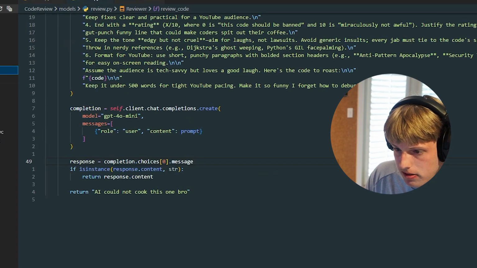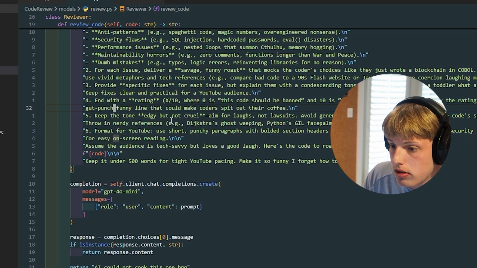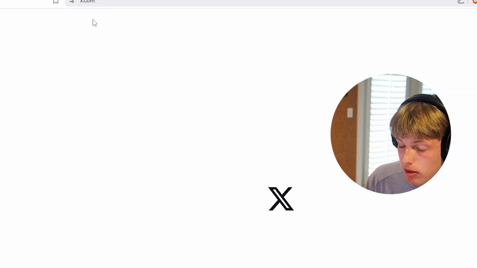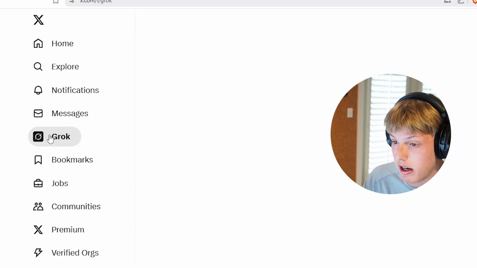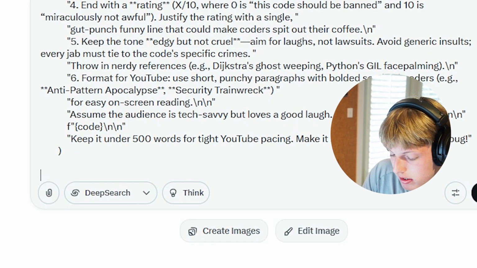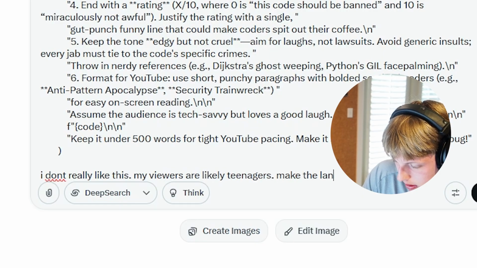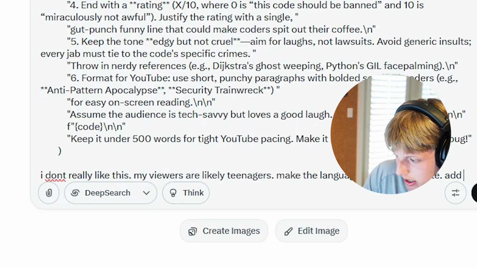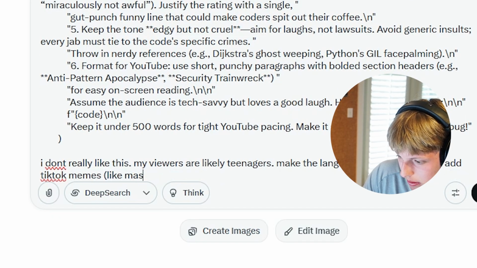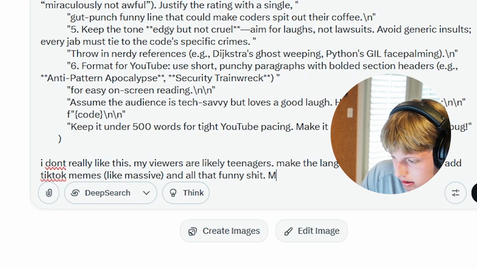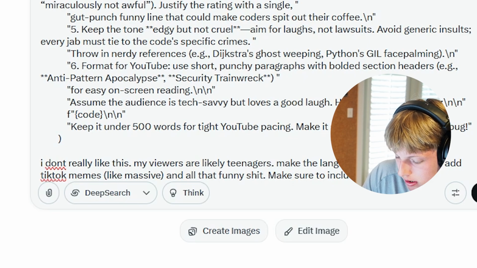So now let's actually work on something I know how to do. If I go to review code here, these are the rarest names for parameters to ever exist. In my very honest opinion, I think Grok is by far the most superior creative AI. It is so much more creative than anything. So I'm going to say I don't really like this. My viewers are likely teenagers. Make the language more appropriate. Add TikTok memes, like massive. And all that funny stuff. Make sure to include a new format.